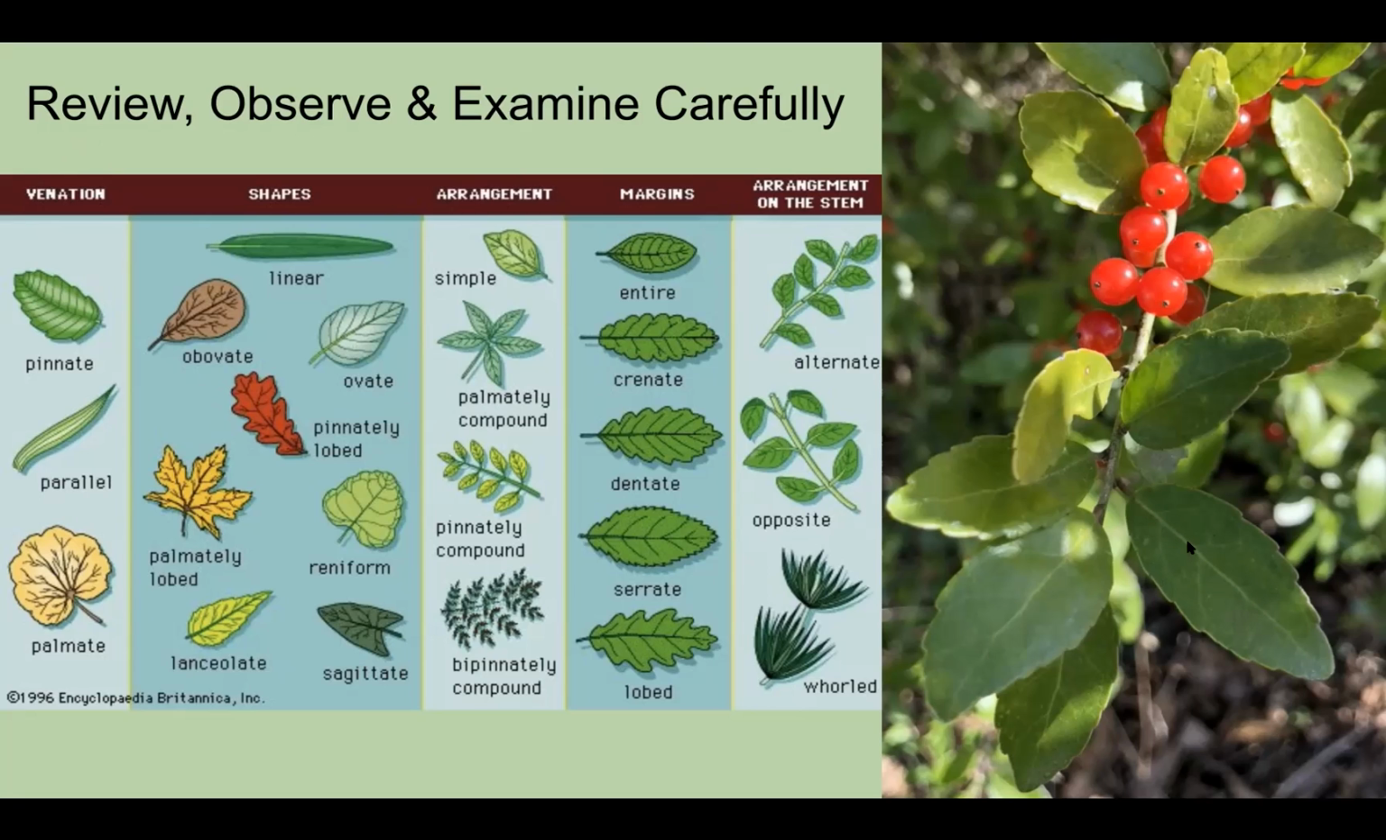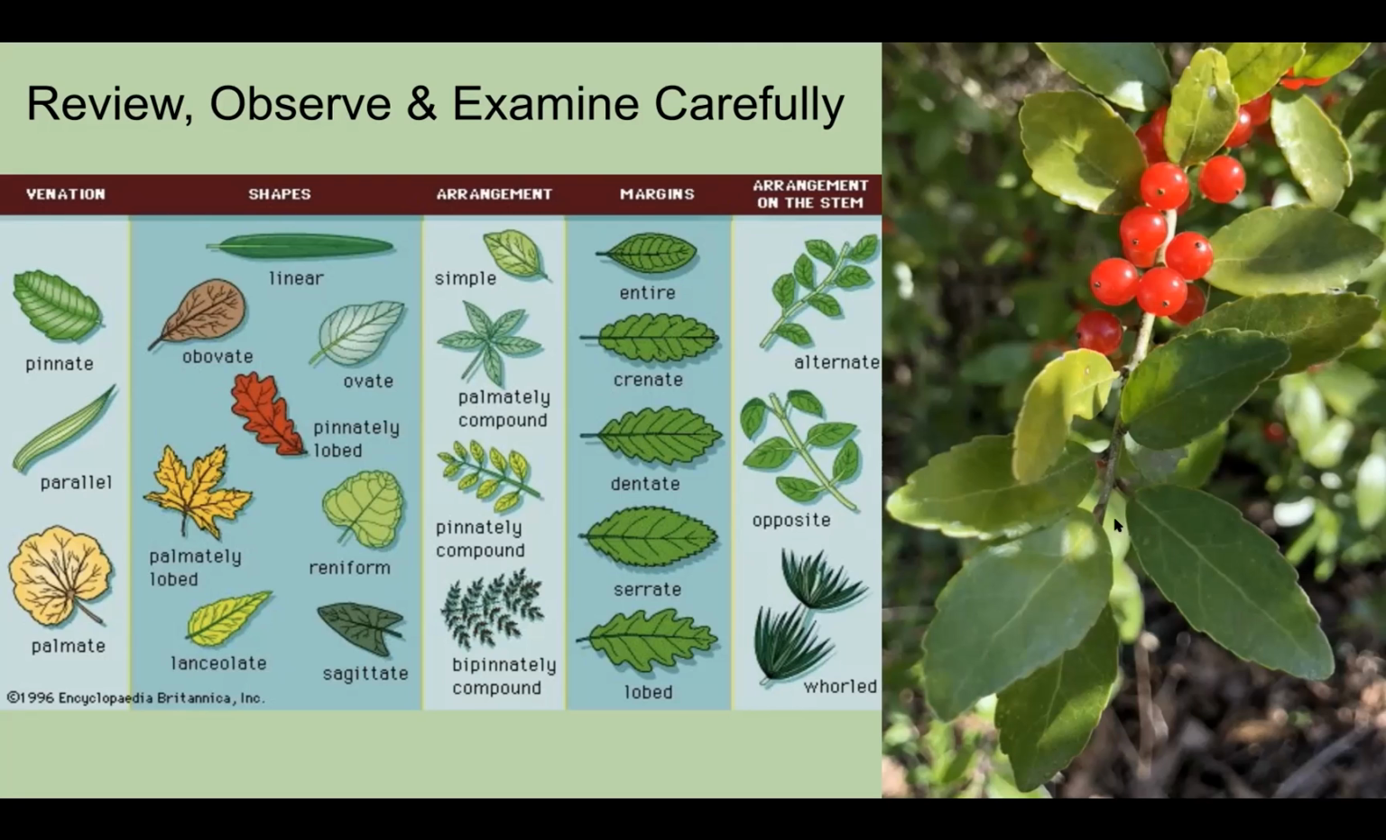So you can see that main central vein, and then it has these little veins coming out of it. And then think of the shape of the leaves. Also think about the arrangement and the margins. So for the shape of the leaves, this one's kind of like an oval shape. And the arrangement, this has a simple arrangement. So you can see there's only one leaf coming out from the main stem.